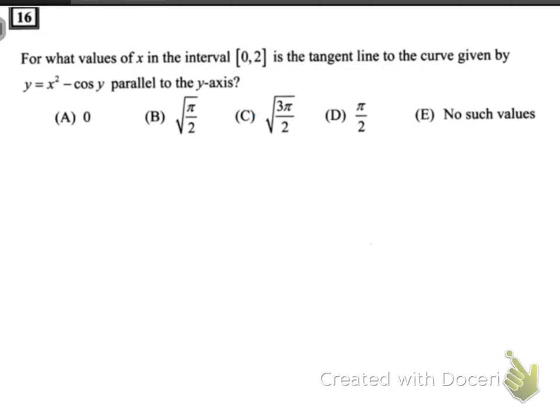Okay, I just didn't want to have the solution there. I thought the solution was a little bit messy. We need to figure out where on this graph is the tangent line vertical. In other words, where do we have the derivative not existing? So let's find the derivative first. Y prime equals 2x plus, so the derivative of negative cosine y is positive sine y times y prime.